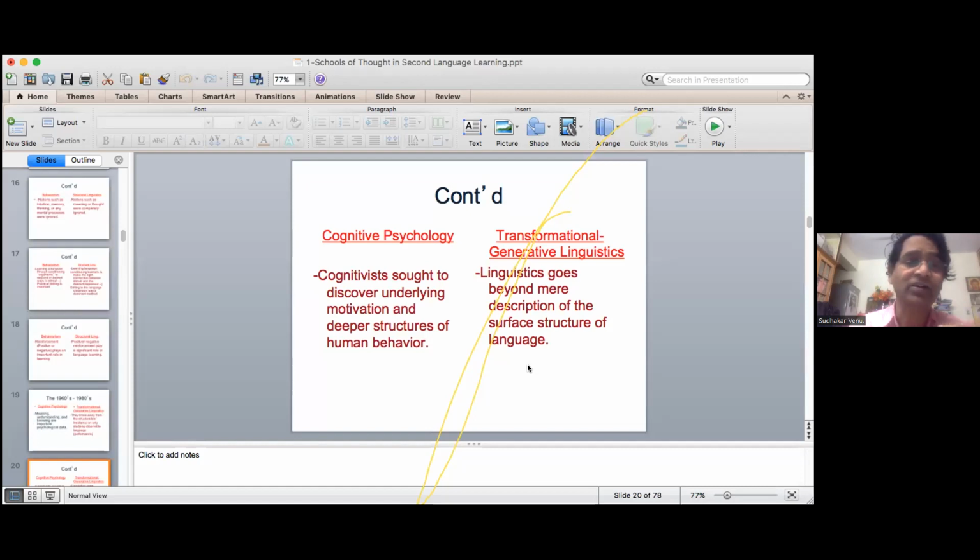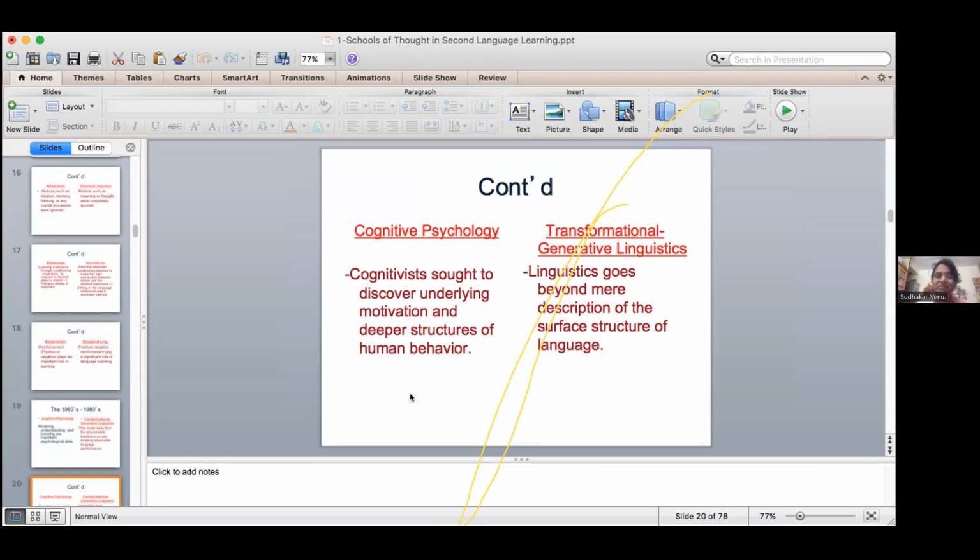And cognitive psychologists also sought to discover underlying motivation and deeper structures of human behavior. It's now a totally different way of looking at the human mind, whereas behaviorists and structural linguists totally neglected that area of understanding the human brain and mind. Actually, the human mind was studied from Plato and Socrates, that whole Western intellectual, analytical legacy, which has been sidelined by behaviorists and structural linguists for a long time.